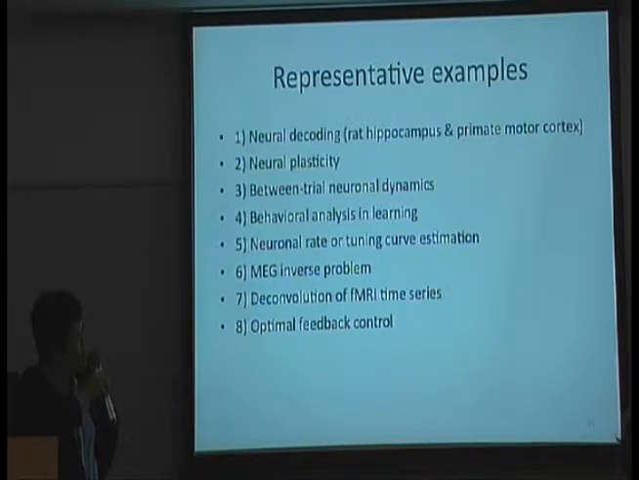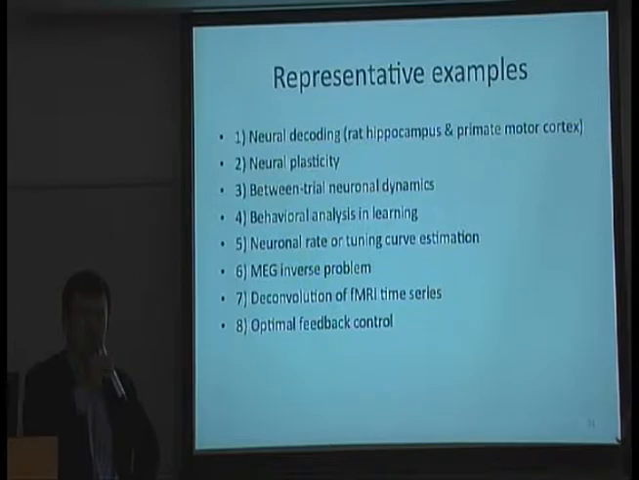Next I also present one example of how to do deconvolution of an fMRI time series. At the beginning of the tutorial I gave you one or two slides on how to do deconvolution of calcium imaging to get a deconvolved spike chain, but here the underlying signal is a continuous signal. The last example I'm going to talk about is a brain-machine interface example in terms of how to do optimal feedback control: how to incorporate the control signal into your state space model, and then how to design the control signal.